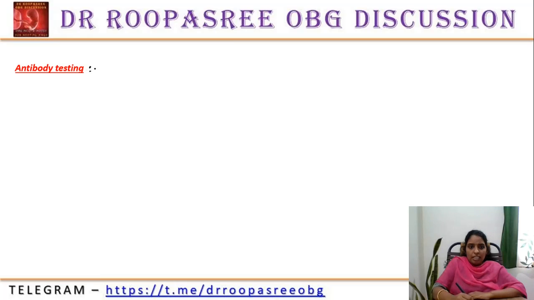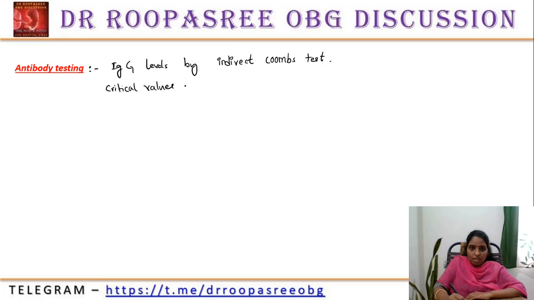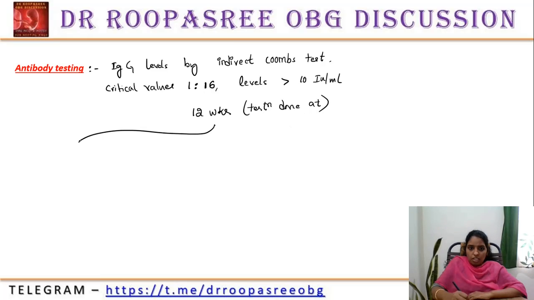Antibody testing. In antibody testing, we measure the IgG levels by the indirect Coombs test. The critical values of antibodies are 1 in 16, or levels greater than 10 international units per ml. The testing is done at 12 weeks.